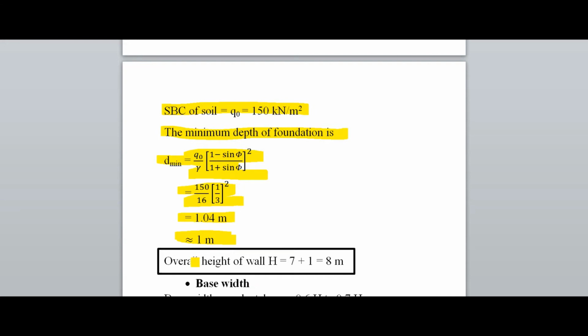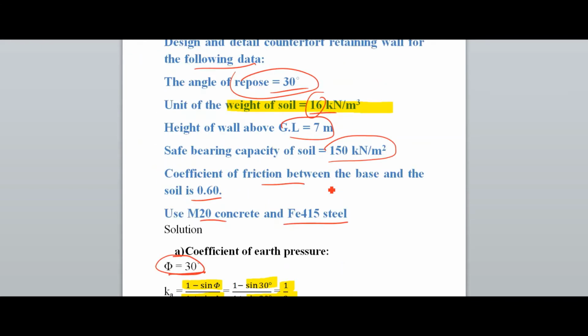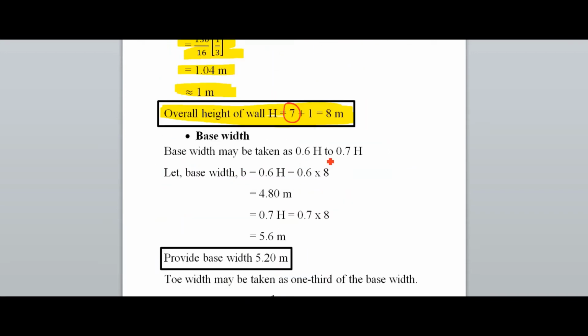So the overall height of wall H is 7 plus 1. Why this 7 here? Because in the example the height of wall above ground level is given as 7 meter. So 7 meter plus 1 meter foundation, that means 8 meter height of the stem.